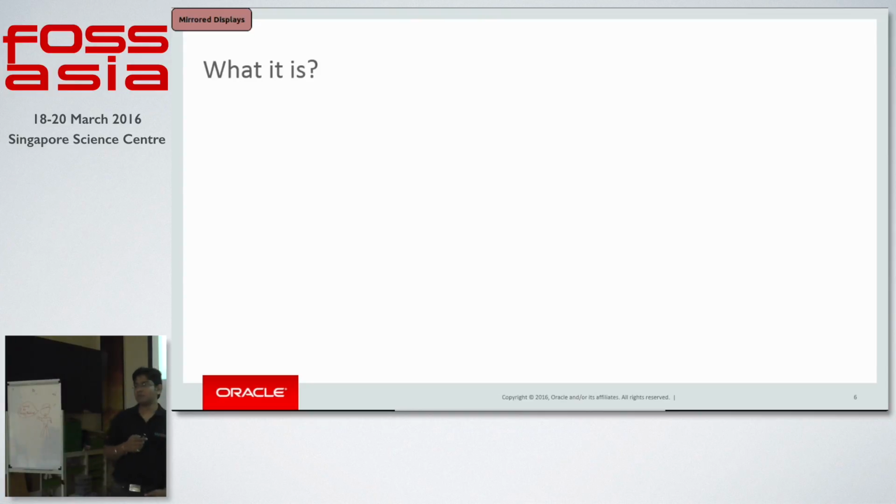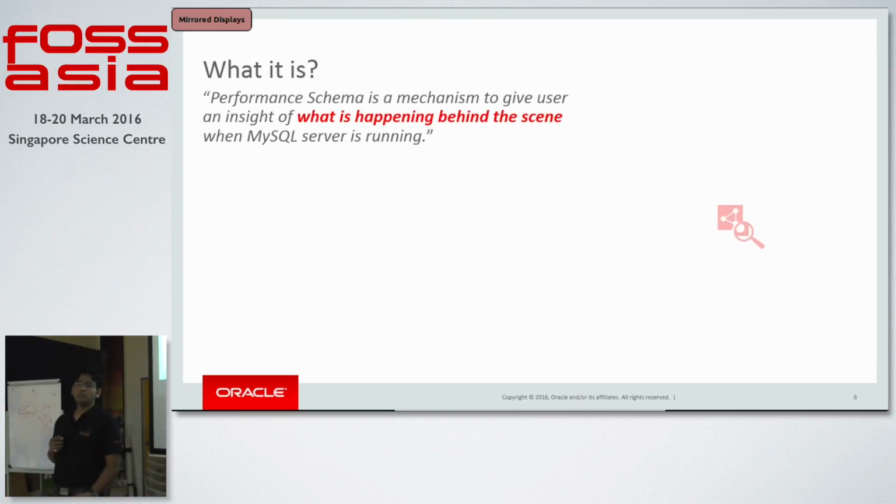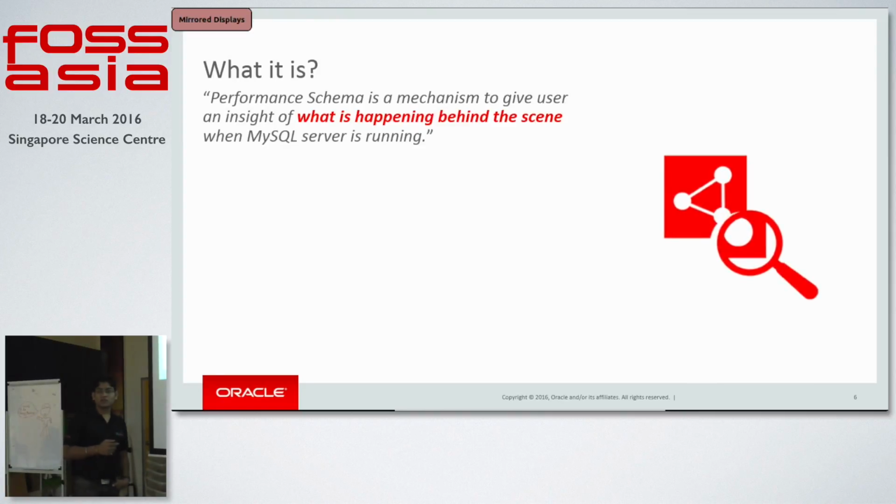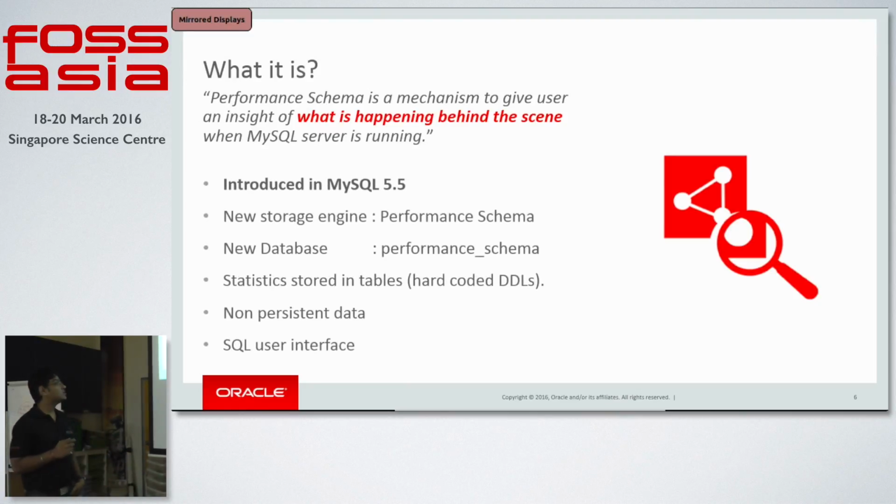If you ask me to define performance schema, I'll say performance schema is a mechanism to give the user an insight into what is happening behind the scenes when the MySQL server is running. We introduced performance schema in MySQL 5.5. We introduced a new storage engine, which we called performance schema. We introduced a new database which we called performance_schema, and all the statistics which performance schema collects are stored in the tables of this database.